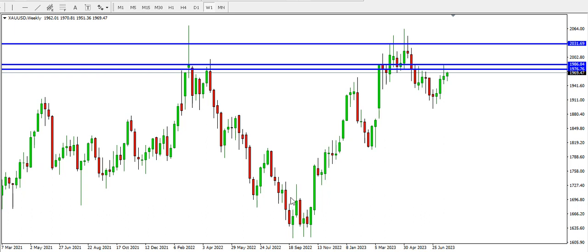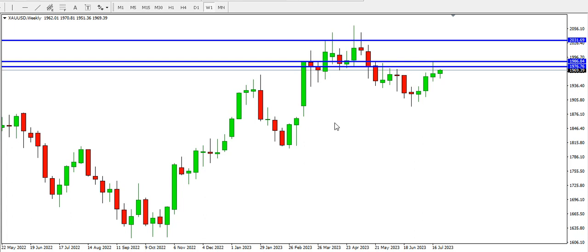Today we'll be looking at how we can trade gold, GBPUSD, EURUSD, and USDJPY on the smaller time frames. But before we go to the smaller time frames, we're just gonna take a look at what has happened on the higher time frames. Okay, I'll be starting with gold on the higher time frame, on the weekly time frame.